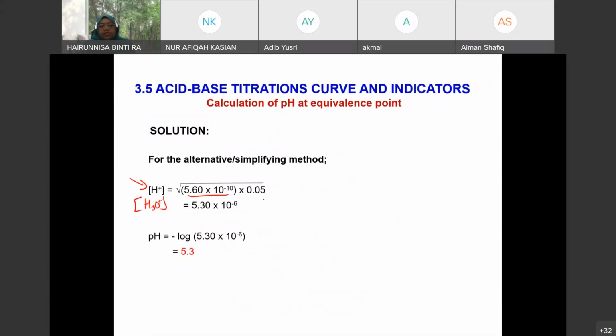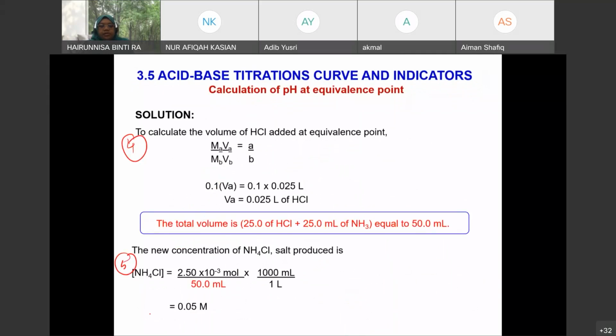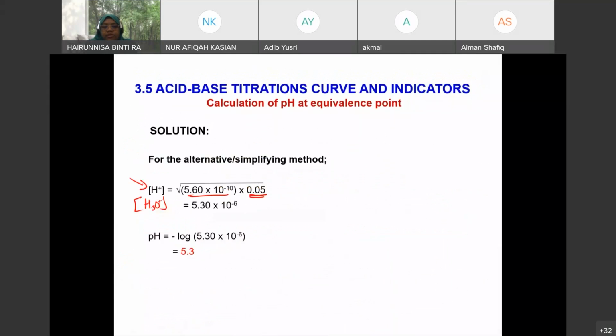Ni Ka dia bagi, 0.05 after you dah kira tadi. Mana tadi? This one. Step number 5. Sebab tu yang awal-awal tu step dia memang you tak boleh skip jugalah. You still kena cari total volume semua. Barulah you boleh guna simplify method untuk dapatkan pH. Okay?